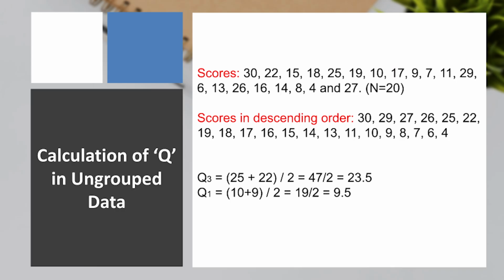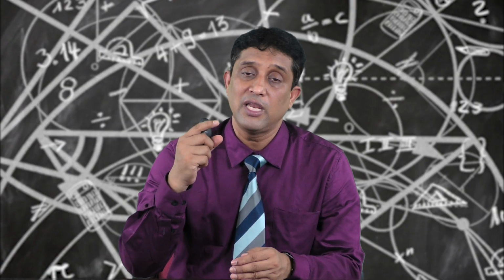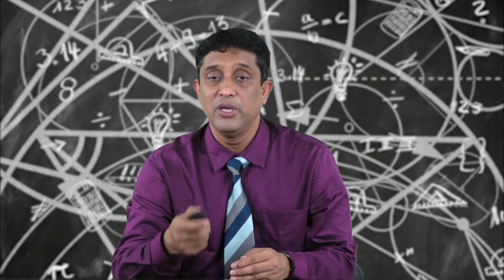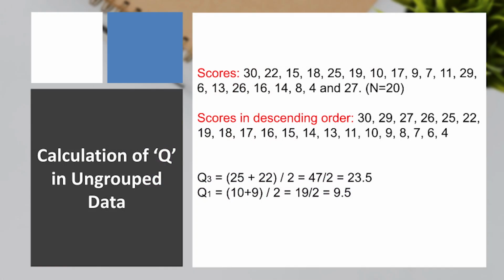Then again, Q1 is a point below which 25% of the cases lie, and 25% of the total n, 20, is here 5. So now count 5 from below: 1, 2, 3, 4, 5.